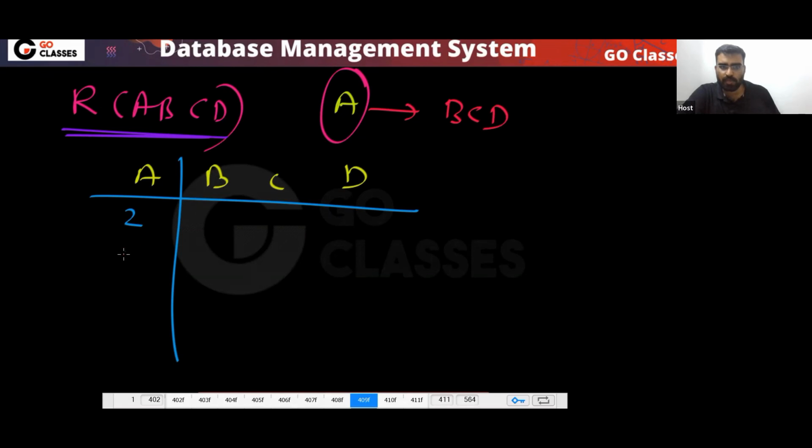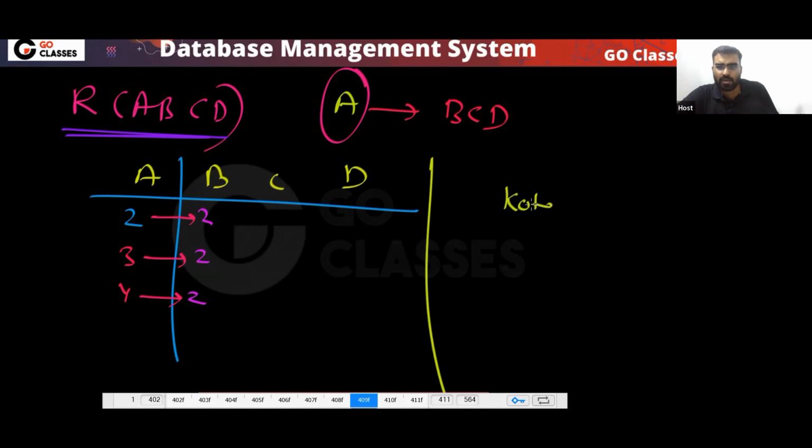Because it is not repeating, now tell me, is this redundancy? Anyone? This is not redundancy. Why is this not redundancy? Because this is the unique data for this. It's like this is not redundancy, right?